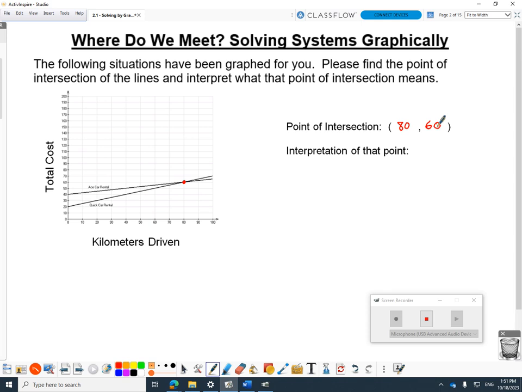And then interpretation of that point. I know it's the point of intersection. But in terms of this question, so this is Ace car rental and quick car rental. Maybe we can come up with a shorter sentence now that we understand what's going on. Anyone got a short sentence to describe what's happening at 80, 60? 80 kilometers and it's the total cost.